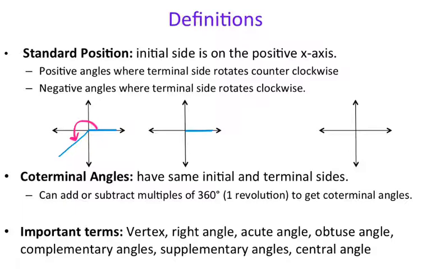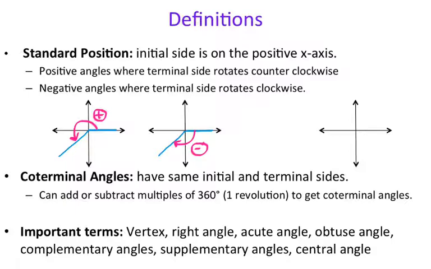For negative angles, I'm going to use the same terminal side, but that's where the terminal side rotates clockwise. So instead of going counterclockwise, I'm starting on my positive x-axis and I'm going clockwise. This is a negative angle, and going counterclockwise is a positive angle. If you'll notice, both of the angles that I drew have the same terminal side. So positive and negative angles just differ by the direction that you were moving.